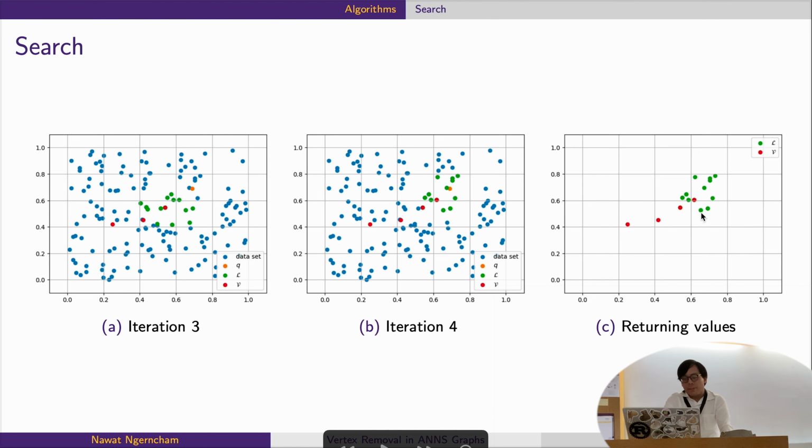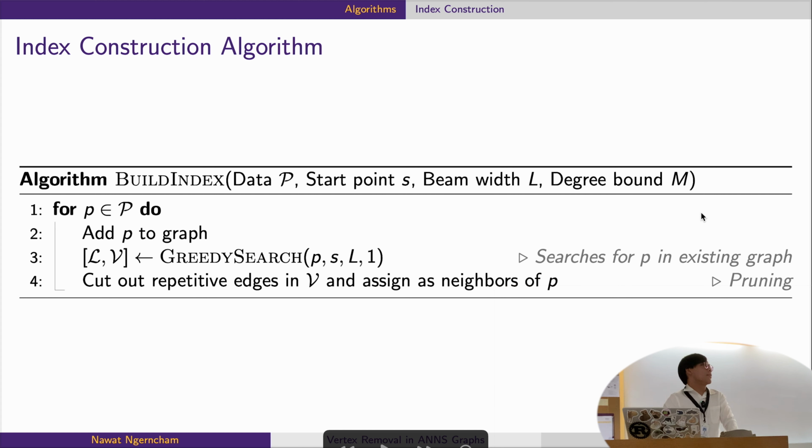Okay, so in terms of the existing algorithms, the search for each index is basically a modification of this. But it usually has its own twist according to how the index is built. And then now let's move on to the index construction algorithm. So for most algorithms, this is kind of how they build their index. You go through the points that you want to put into the graph. You do greedy search, like I just showed before, and then you cut out repetitive edges.